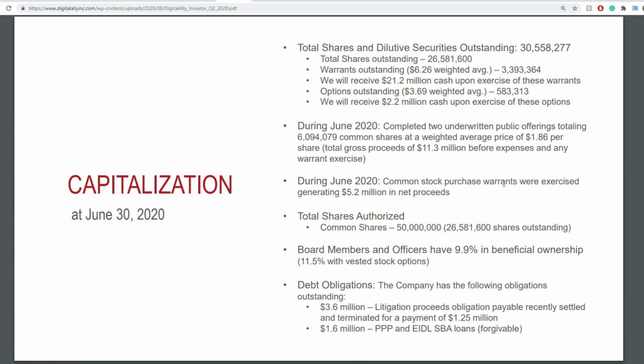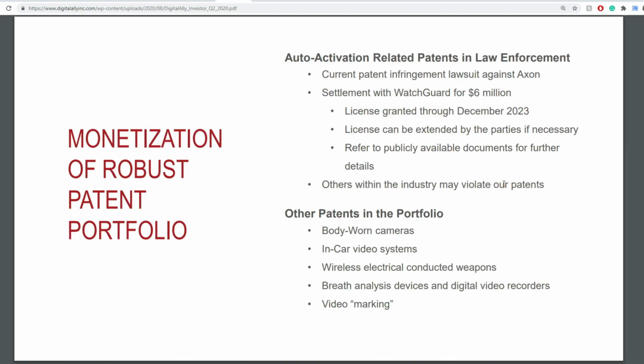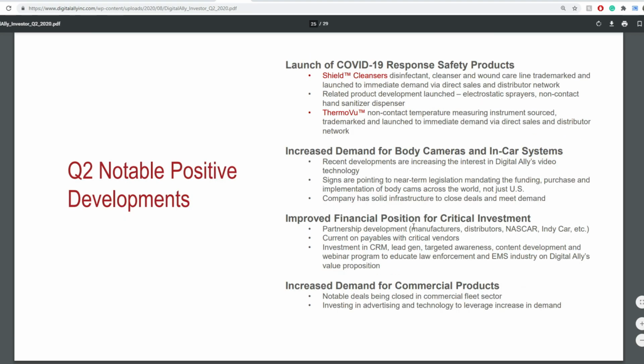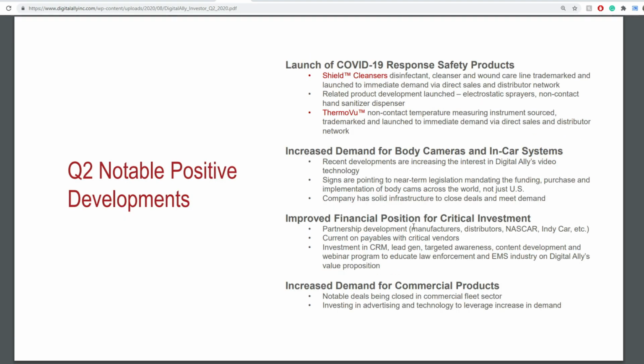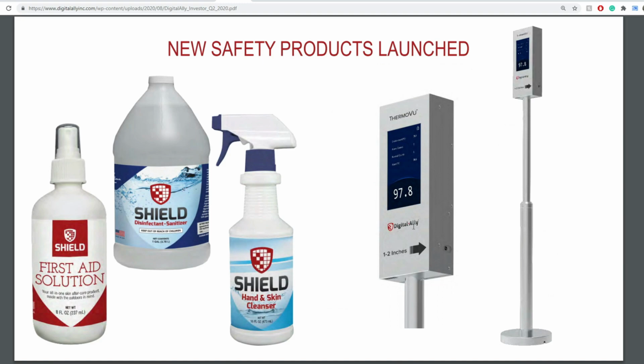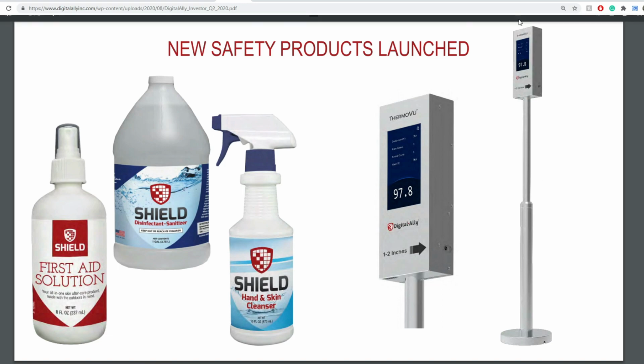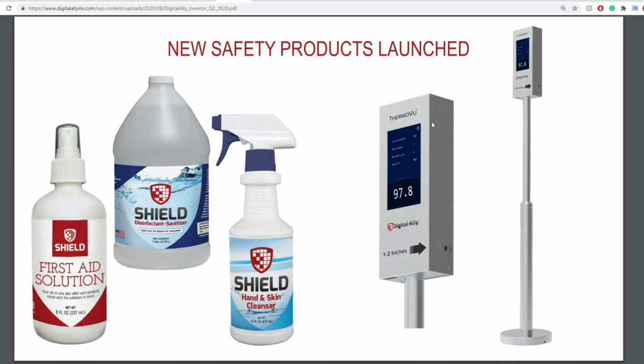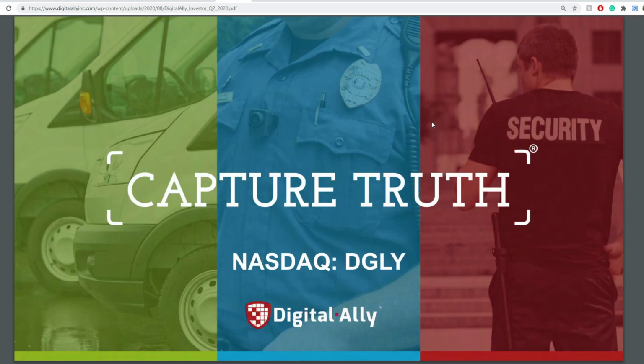Next thing, basically looking into their highlights. I'm not going to go towards their capitalization, but things including their auto activation related patents and law enforcement and the patents in the portfolio, they have quite a bit that makes them substantial compared to other providers out there. New safety products launch includes hygiene related ones, so sanitizers, disinfectants from what I see, first aid solutions. Also, one very important one is the ThermoView, which is a thermal detection for temperatures, so that is exciting.